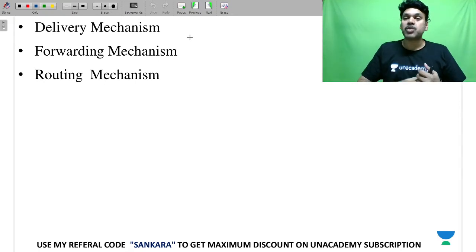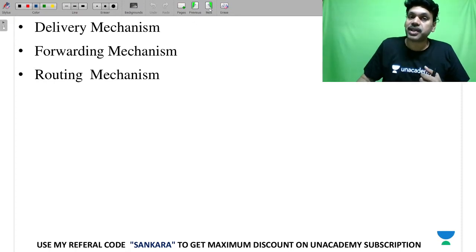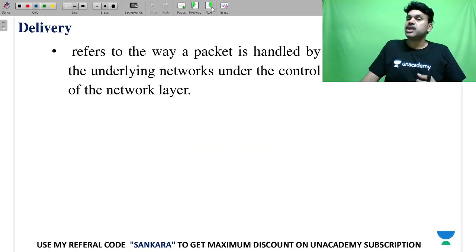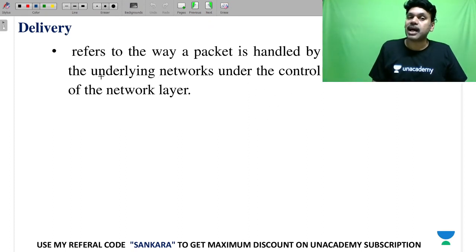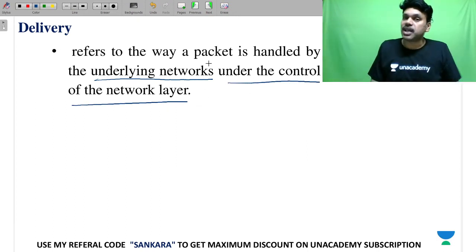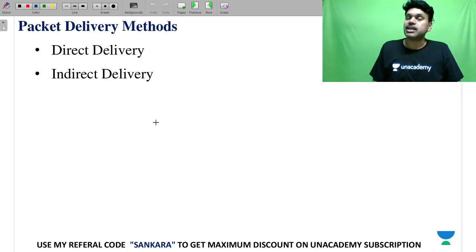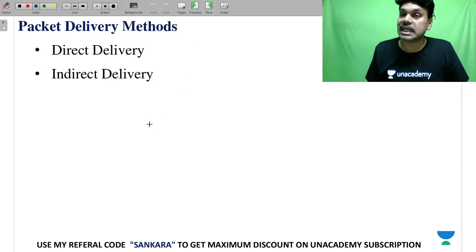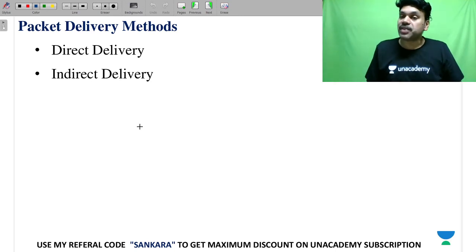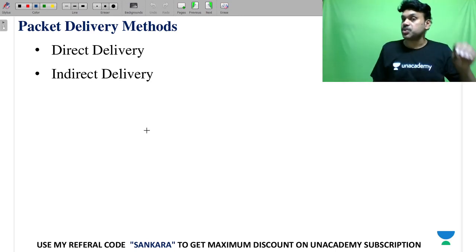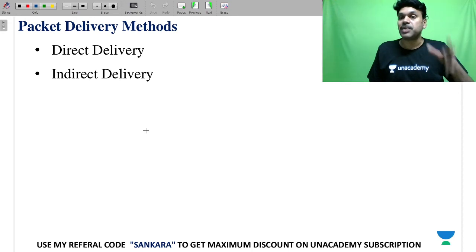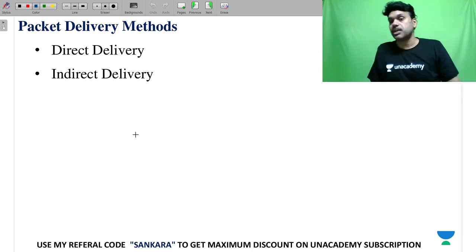Now, my dear friends, I am going to present the three varieties of delivery mechanisms. The first one is delivery. What is delivery? It refers to the way the packet is handled by underlying networks under the control of the network layer. There are two varieties of delivery mechanism. One is direct delivery, the other one is indirect delivery. Direct delivery means the destination belongs to your network. Indirect delivery means the destination belongs to some other network.